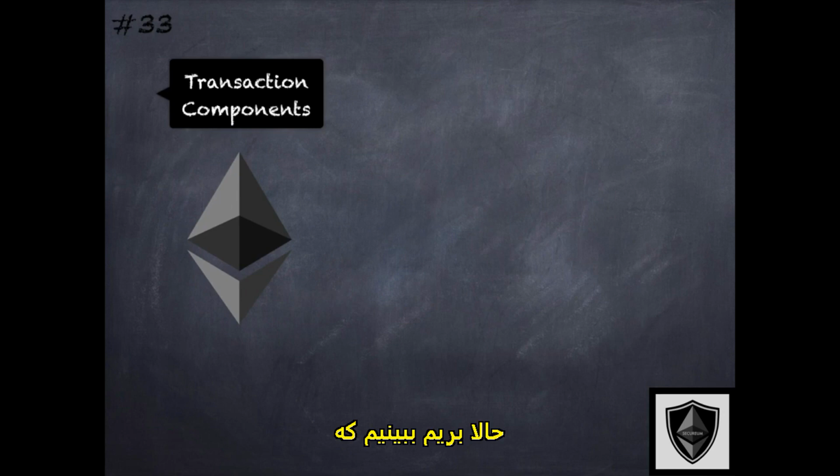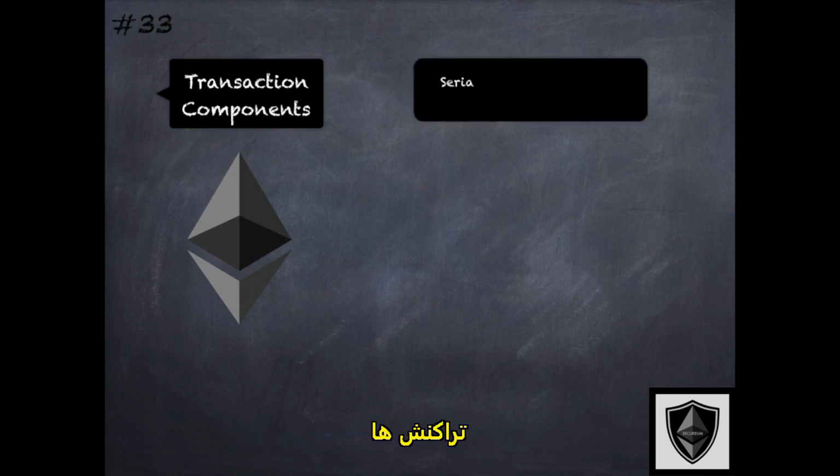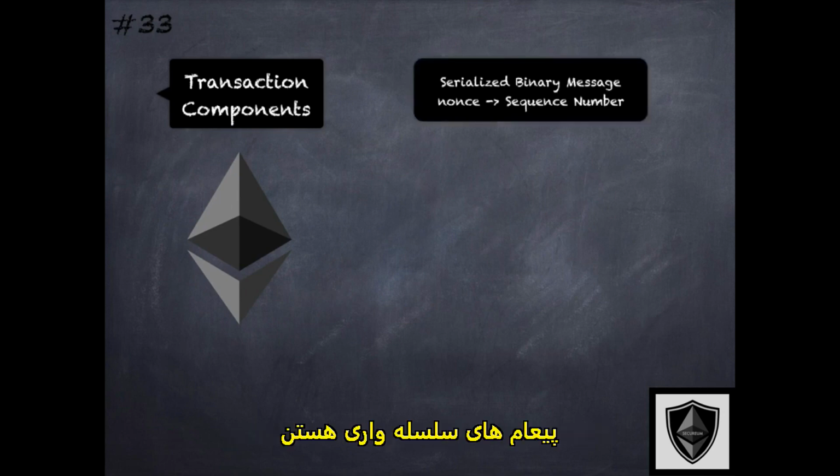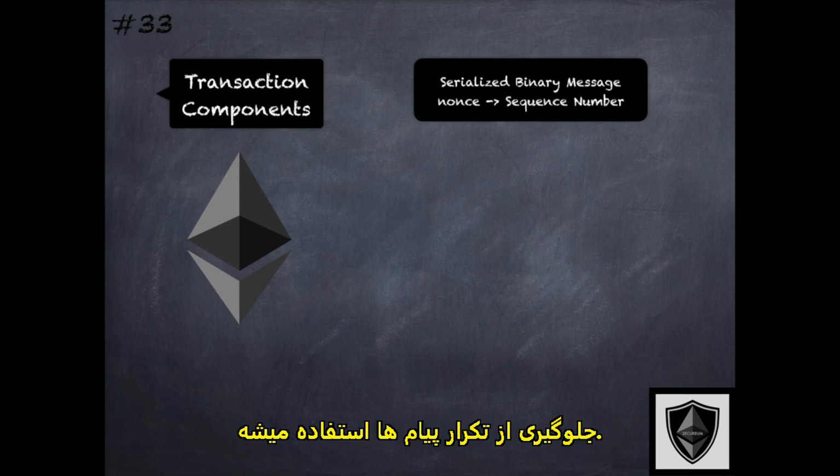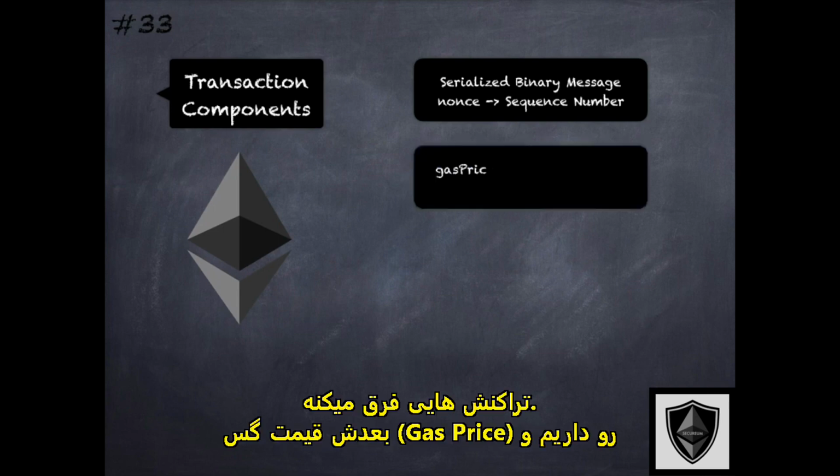Now let's take a look at what the components of such transactions are. Transactions are serialized binary messages, the format of which is really specific to the Ethereum network. They contain 7 components. The first one of those is nonce. Nonce is nothing but a sequence number issued by the EOA, and it's used to prevent message replays. Replaying the same transaction over and over again is prevented because the sequence number changes as part of the protocol for every such transaction.